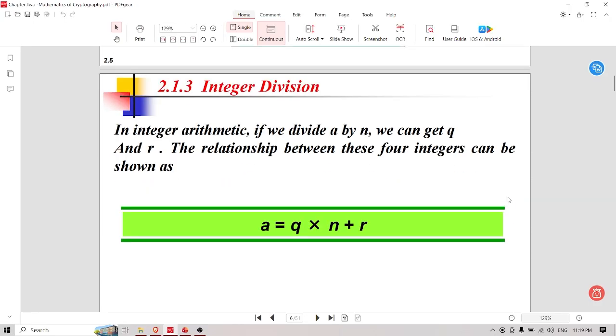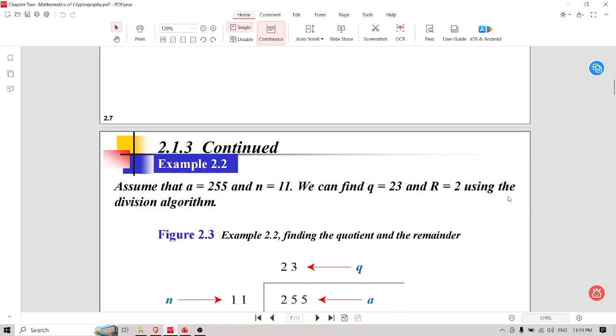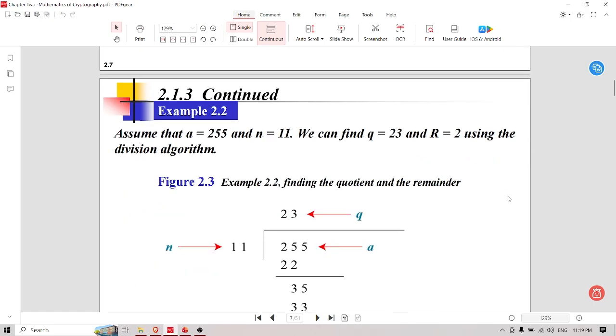Now, for integer division, we know what is the multiplication, addition, and subtraction. However, the integer division would be the special case that we will have. Now, in integer arithmetics, we divide a by n. We can get q and r. The relationship between these four integers can be shown as a equal to q multiplied by n plus r. Now, the r would be the remainder, and believe it or not, the cryptography is nearly all about the remainder or the plus r.